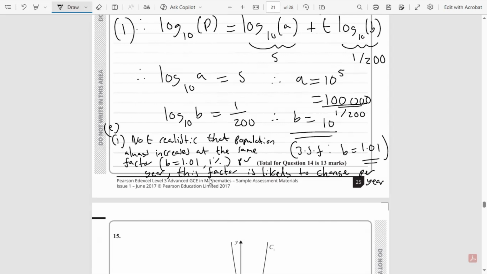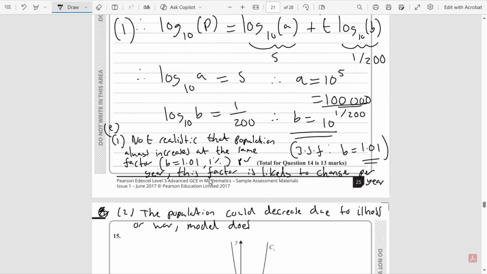And you could also talk about the idea that populations can decrease. So if there's some kind of war or disease, that could decrease the population. So we can say here that as a second reason, or reason 2, the population could decrease due to illness or war. And the model doesn't account for this.